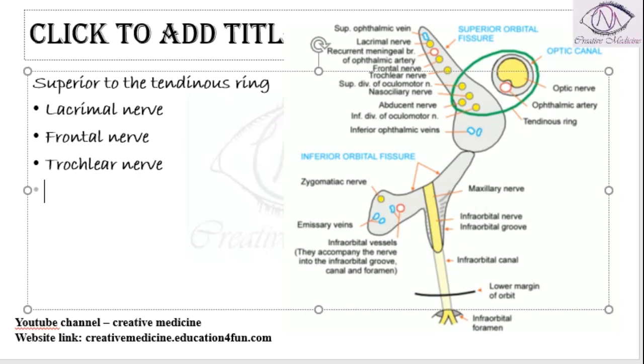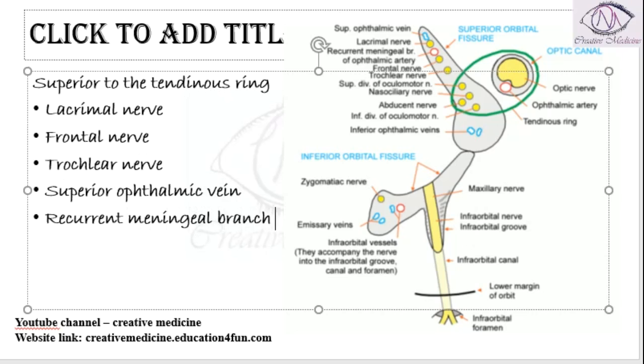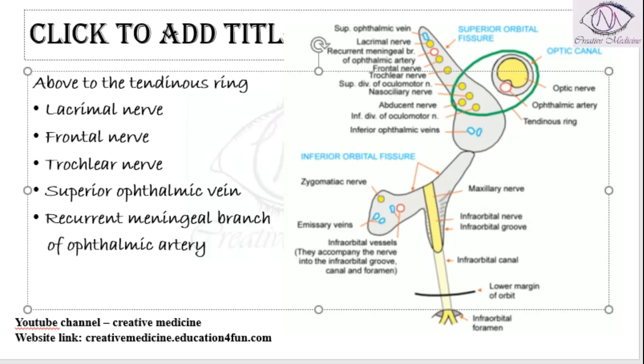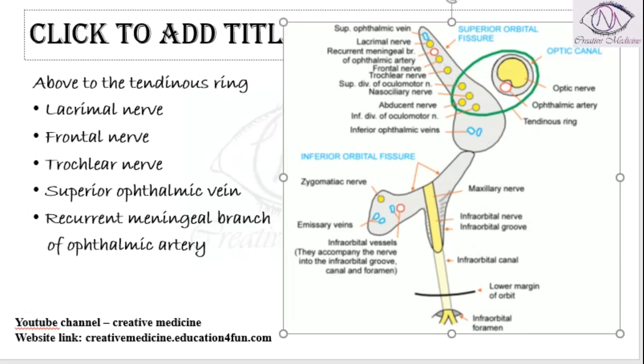Along with that, we have the superior ophthalmic vein, and we also have the recurrent meningeal branch of the ophthalmic artery. So if we label superior to, or above, the tendinous ring, we have the superior ophthalmic vein, lacrimal nerve, frontal nerve and trochlear nerve, LFT, and the recurrent meningeal branch of the ophthalmic artery.